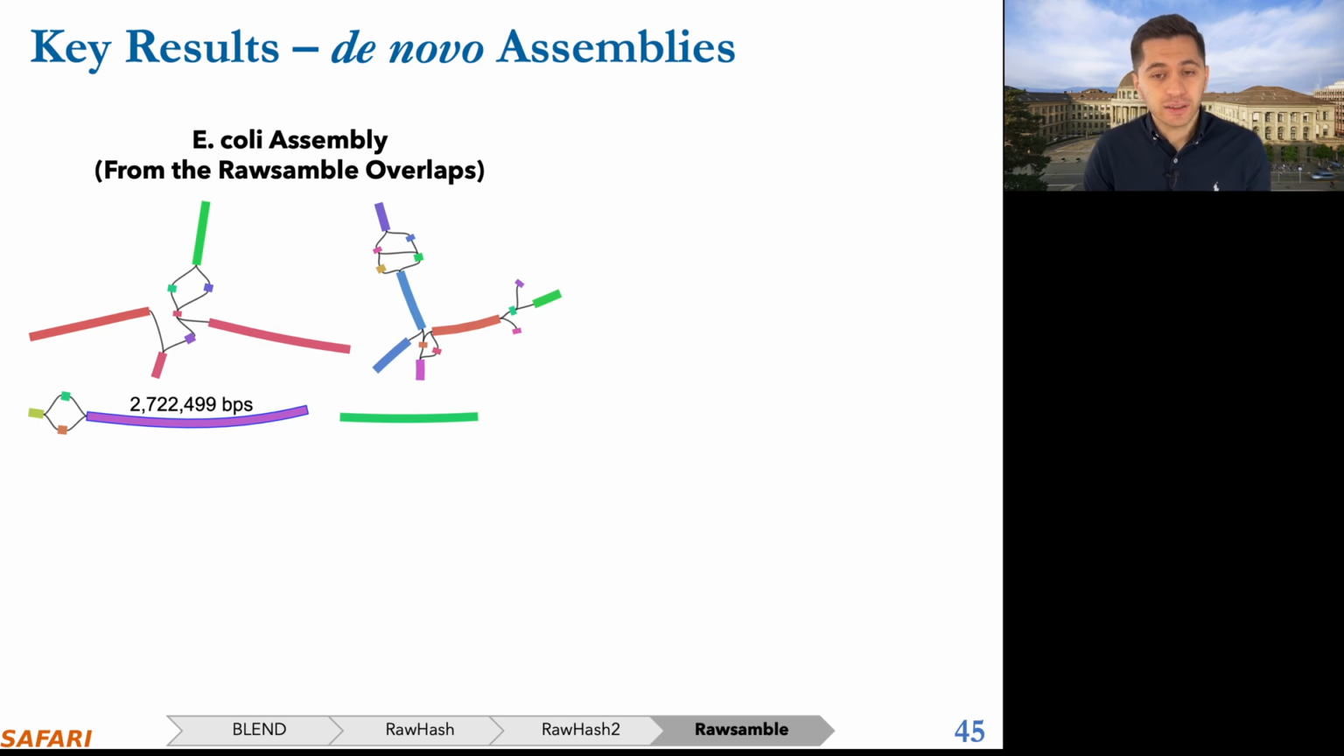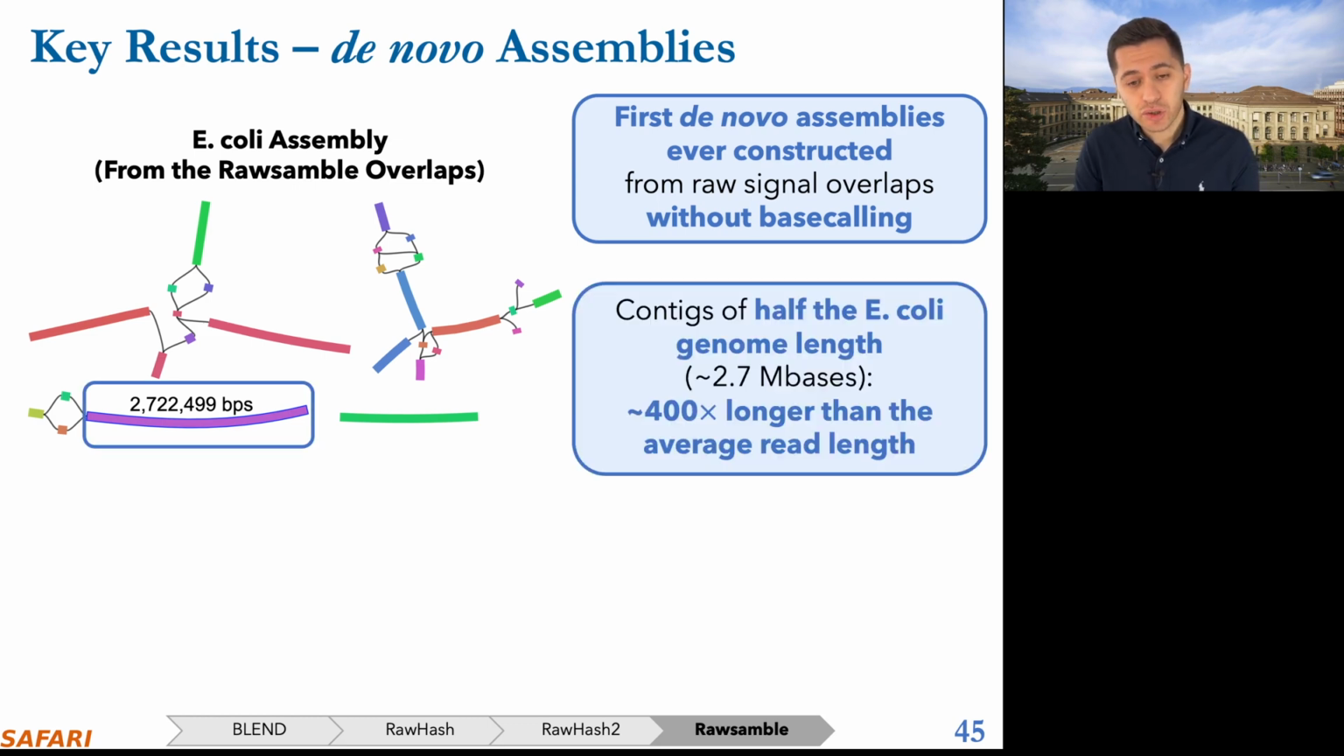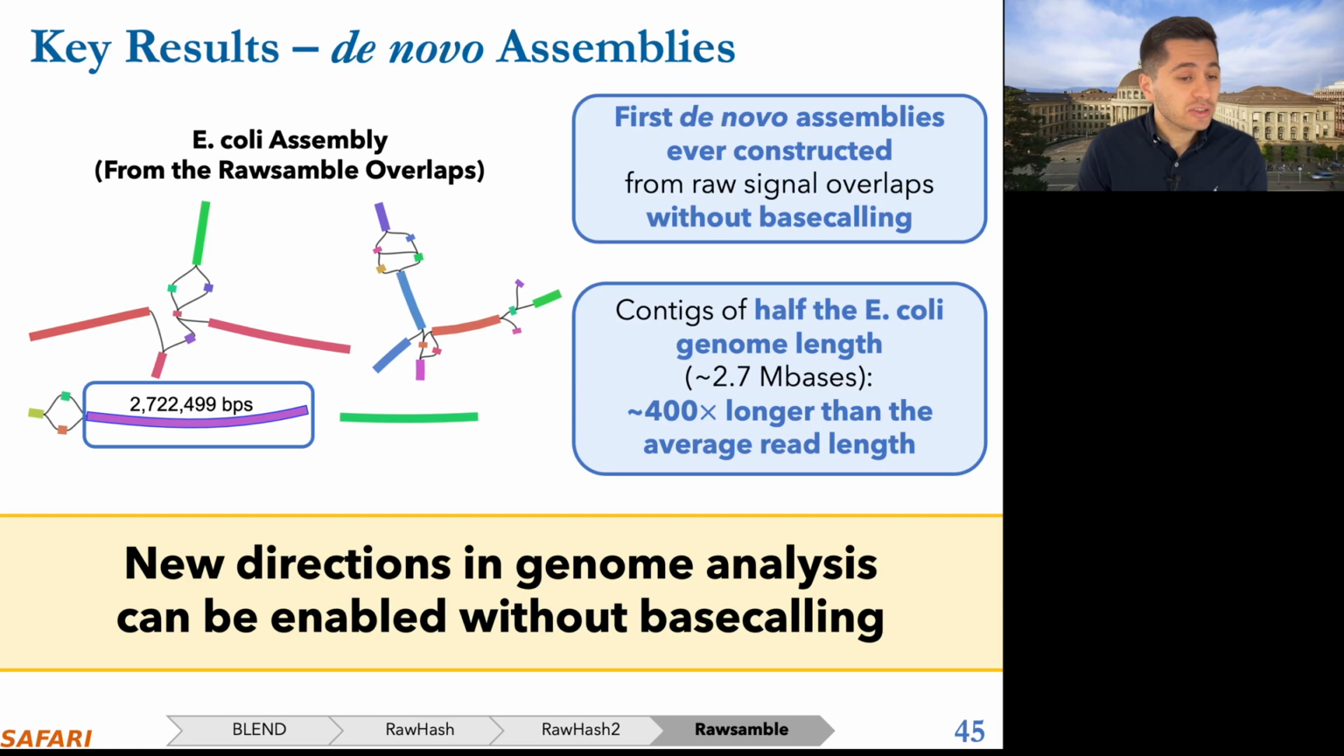Next, we look at de novo assembly construction. This figure shows the visualization of the assembly graph we construct from raw signal overlaps. The biggest takeaway is that we construct the first de novo assemblies ever constructed from raw signal overlaps without base calling. These assemblies are not necessarily short. For example, we can construct contigs of half the E. coli genome length, which is 400 times longer than the average read length for that particular dataset. We conclude that new directions in genome analysis can be enabled without base calling.